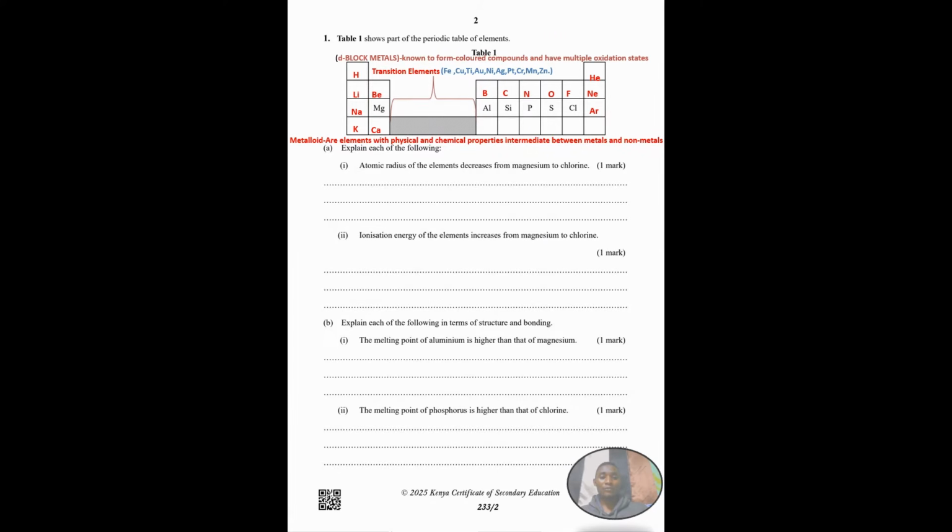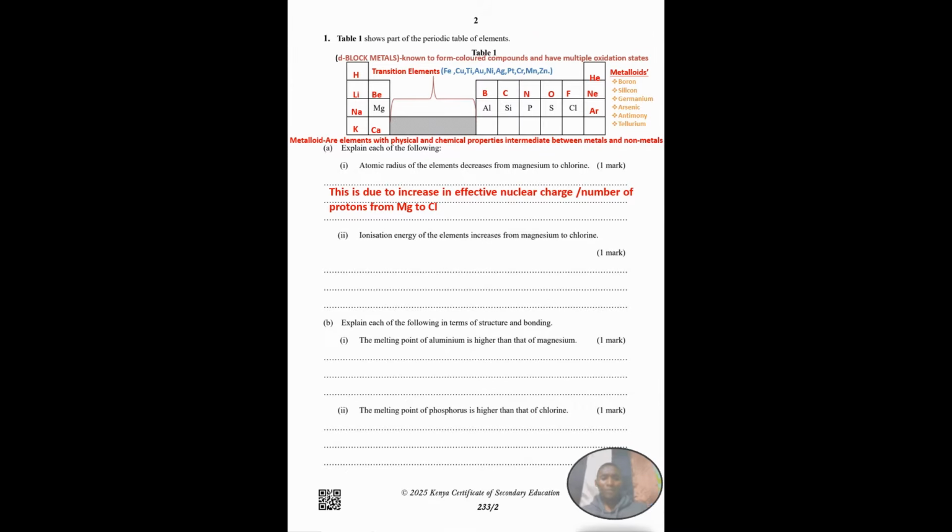We also have metalloids within the periodic table, and metalloids are those elements that have physical and chemical properties that are intermediate between metals and nonmetals. In other words, these are elements that we call semiconductors. They are semi-metals, and some of these metalloids are boron, silicon, germanium, arsenic, and so forth, and more other elements.